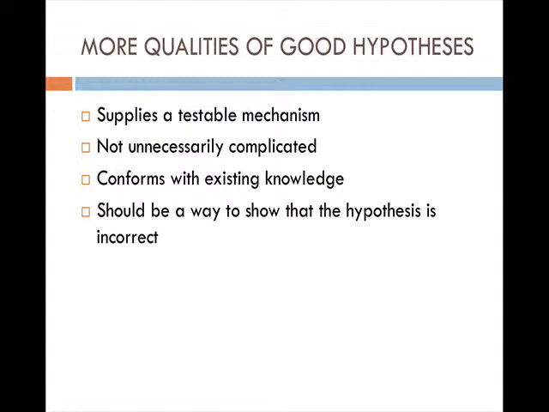Good hypotheses have several different qualities. They should supply a testable mechanism to explore an environmental problem and not be unnecessarily complicated. And they also shouldn't conform with existing knowledge of data that we are already familiar with. And there should also be a way to prove that the hypothesis is incorrect.